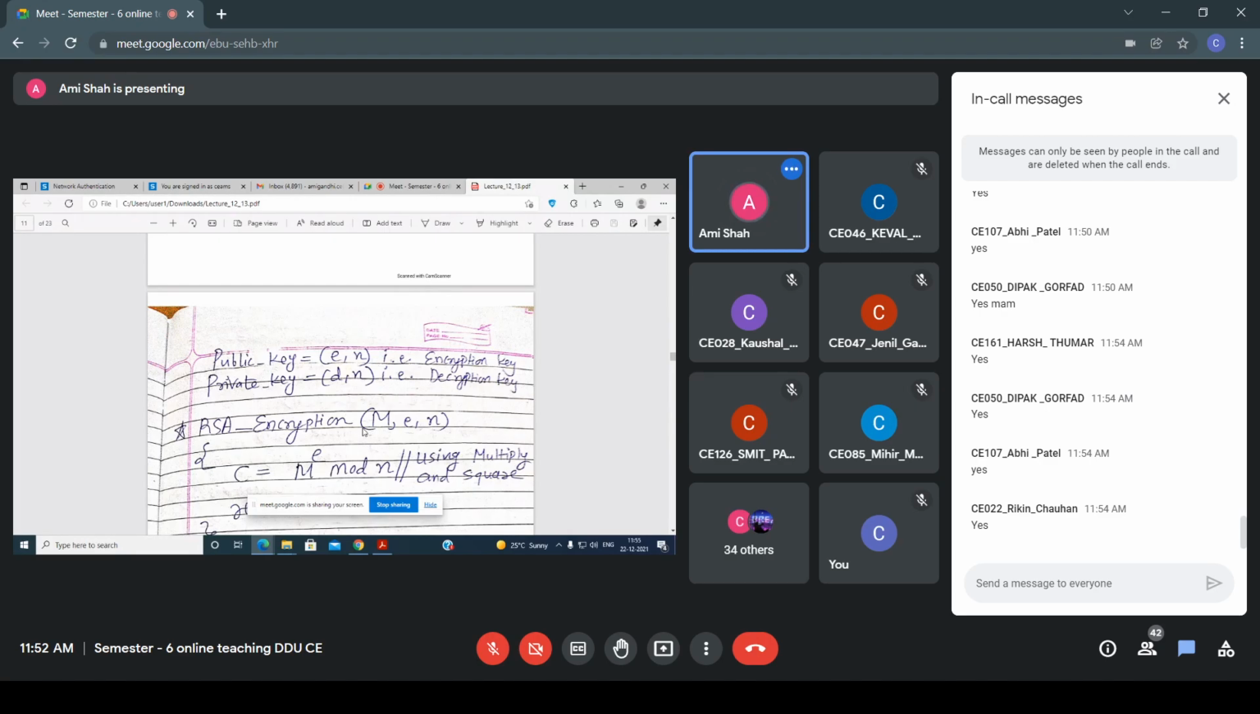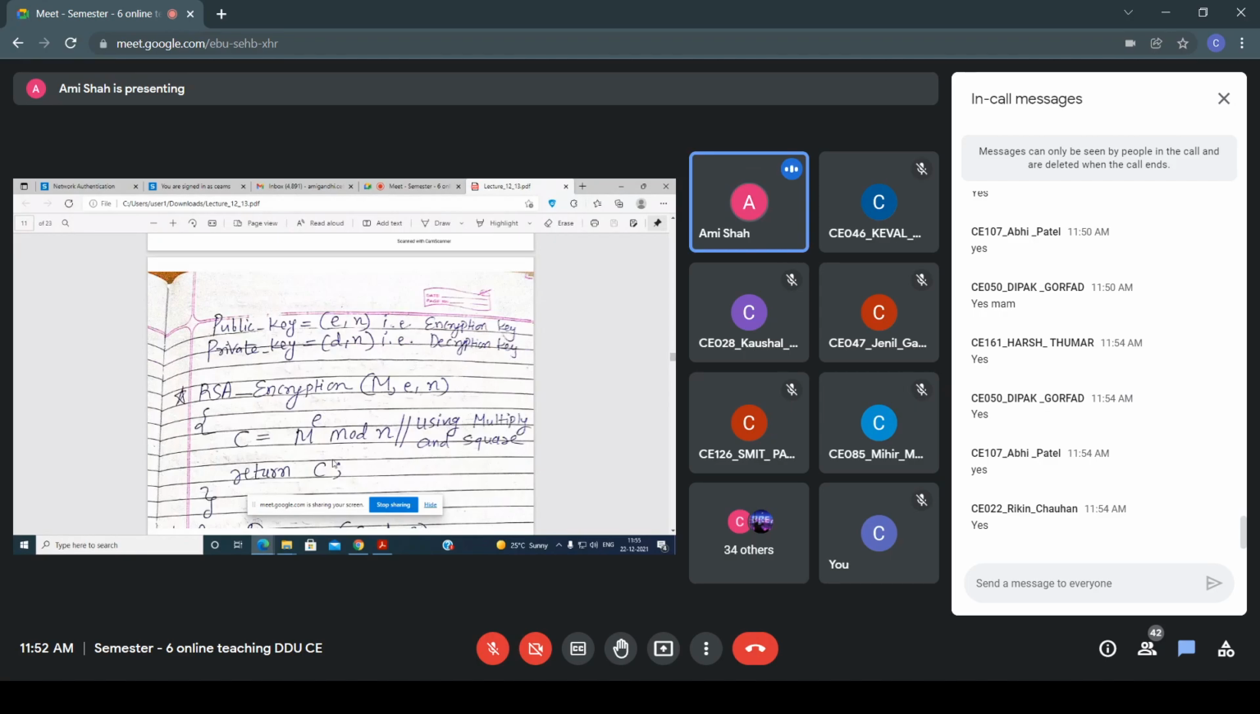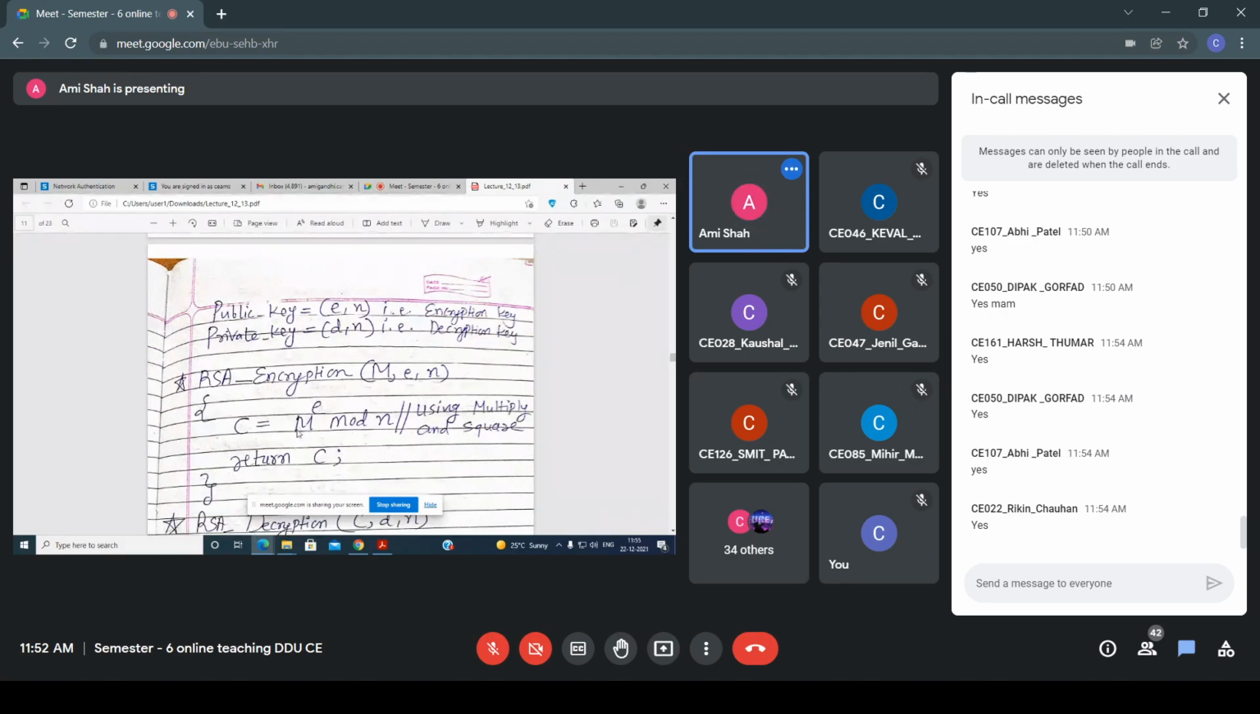Now once the public key is generated, Bob sends the public key to Alice. Now M is the plain text, which is entered by Alice. Whatever the plain text is, with the help of this public key, Alice will encrypt it. For encryption you have to use this equation: c equals m raised to e mod n. All of you know that. Using the multiply and square method, you get the ciphertext.